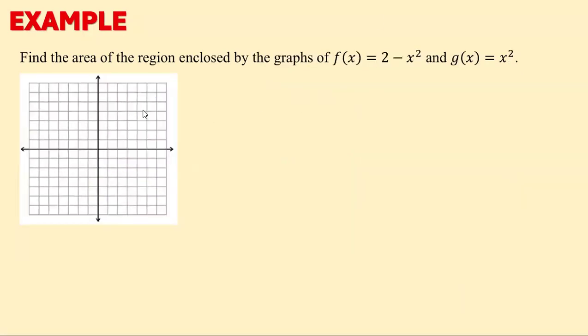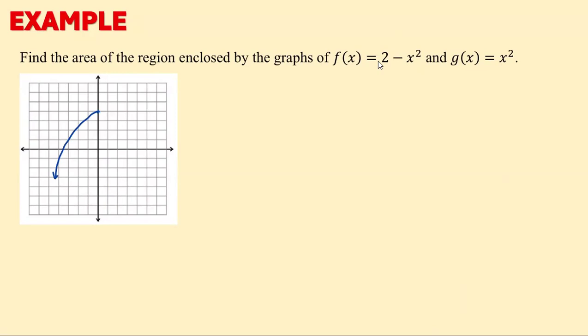Here is the second example. We are asked to find the area of the region enclosed by the graphs of the functions f of x equal to 2 minus x squared and g of x equal to x squared. So first we are going to sketch the graph. You can see that f of x equal to 2 minus x squared is a downward facing parabola that is shifted 2 units up. So if we sketch the graph of that function, it will be something like that.